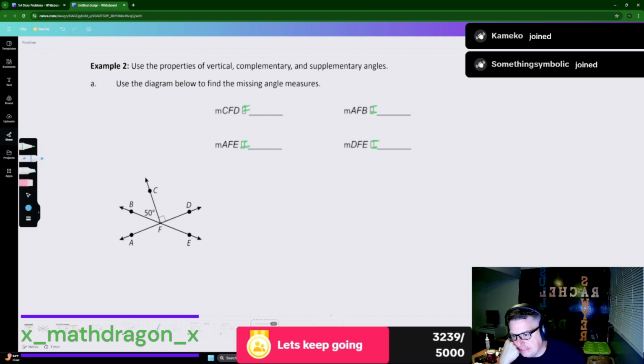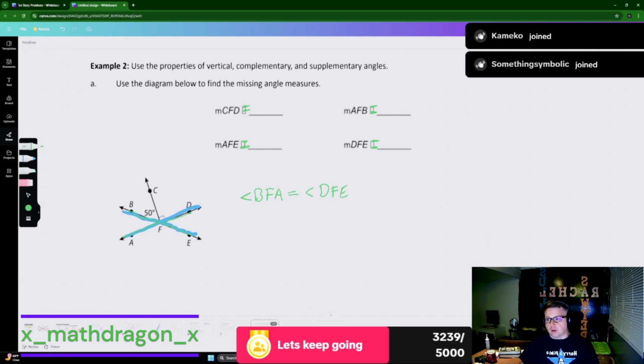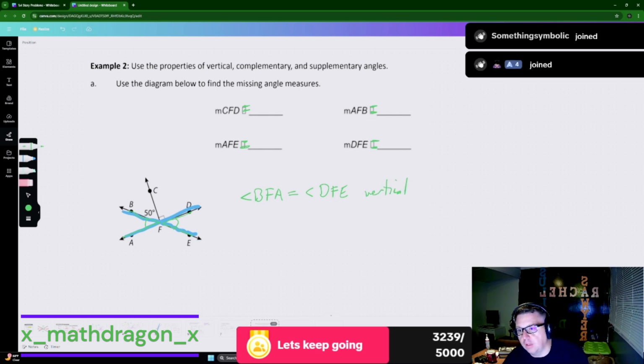So, first thing that I see is right here. And I'm even going to write angle BFA. So I'm looking at B to F to A. It's going to be equal to angle DFE. D to F to E. Those two angles are going to be equal. Why do I know that? Because they are vertical. Yes, absolutely. They're vertical angles. Okay? And the quicker you can see that, the better.